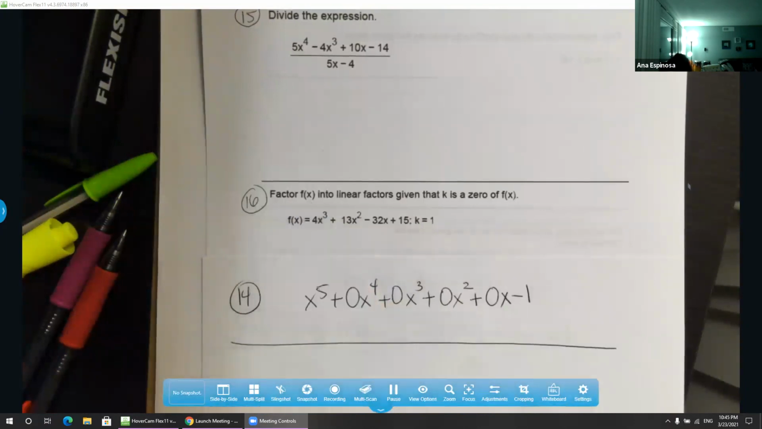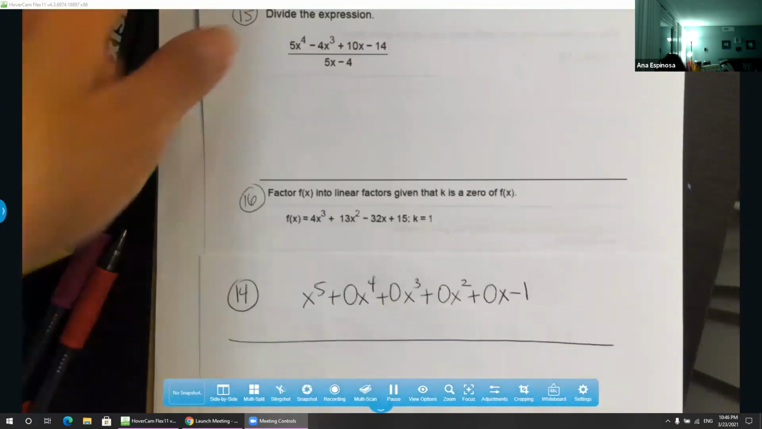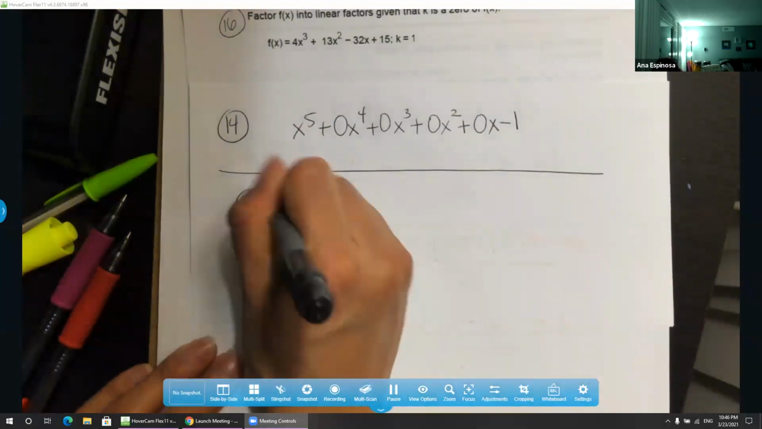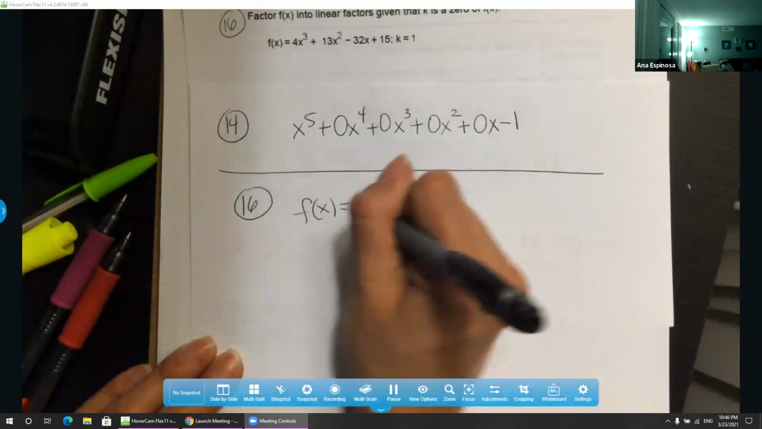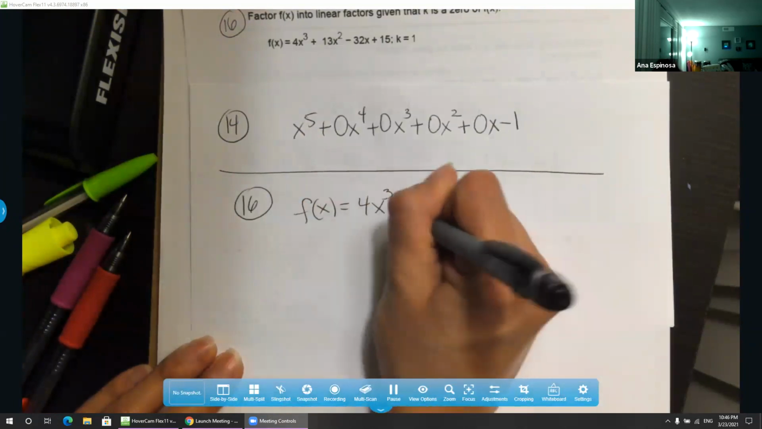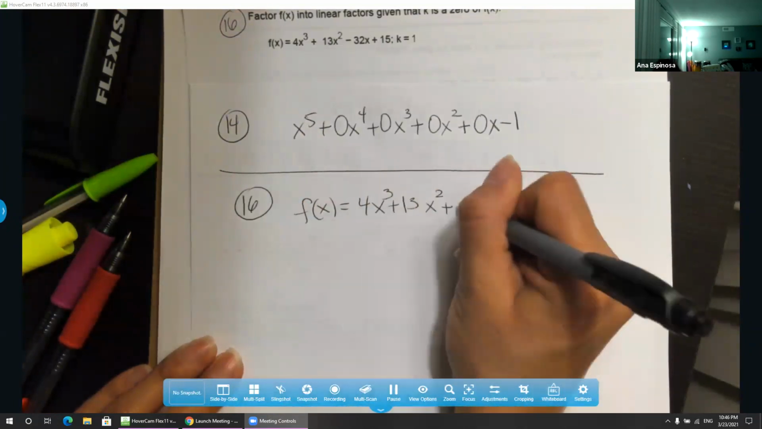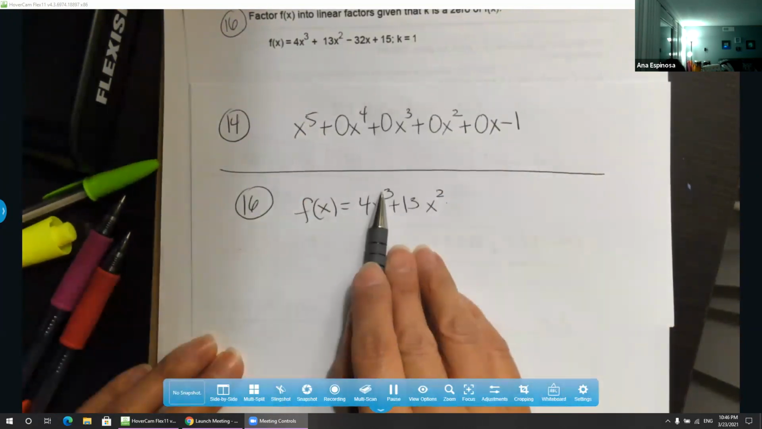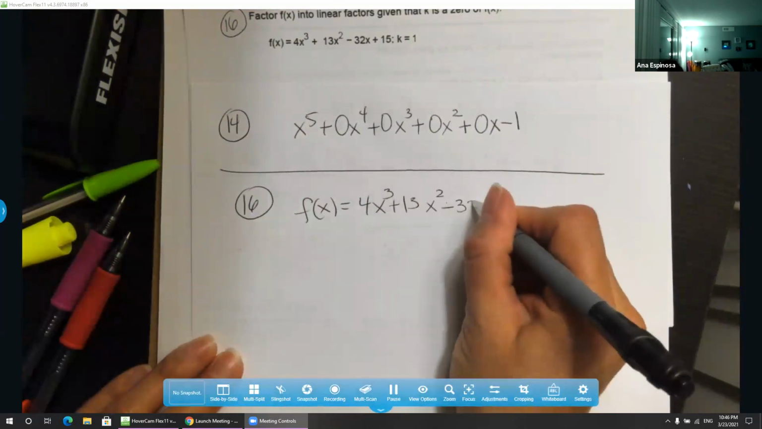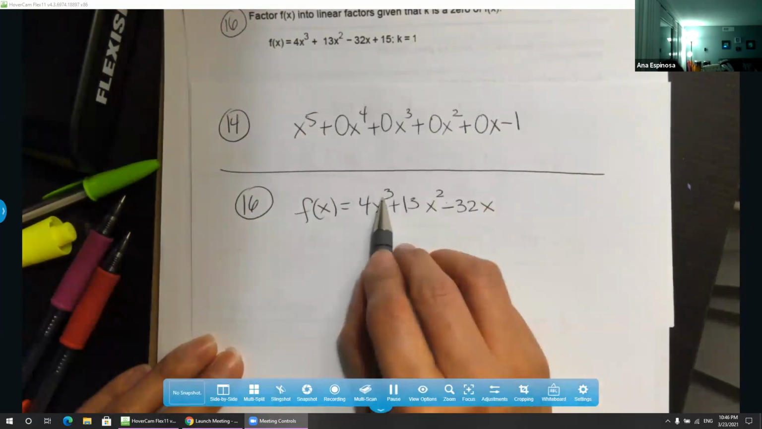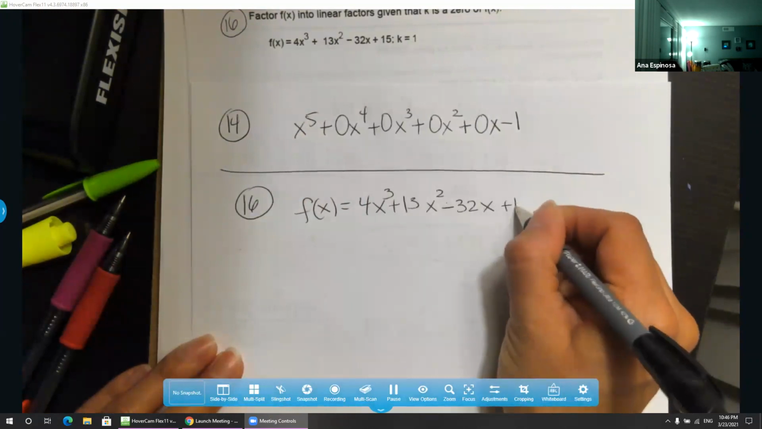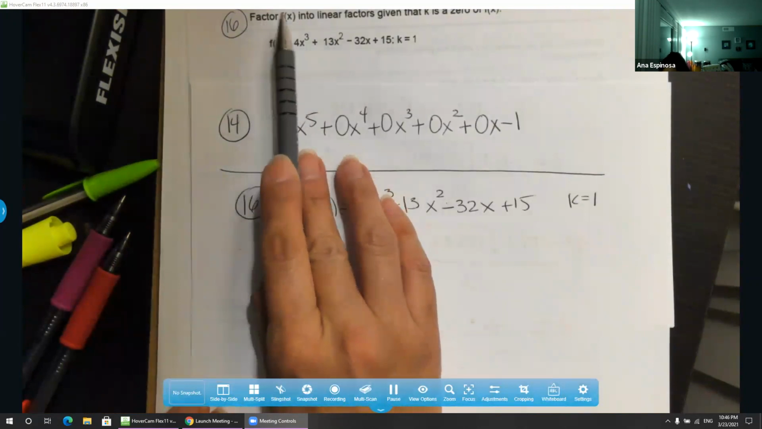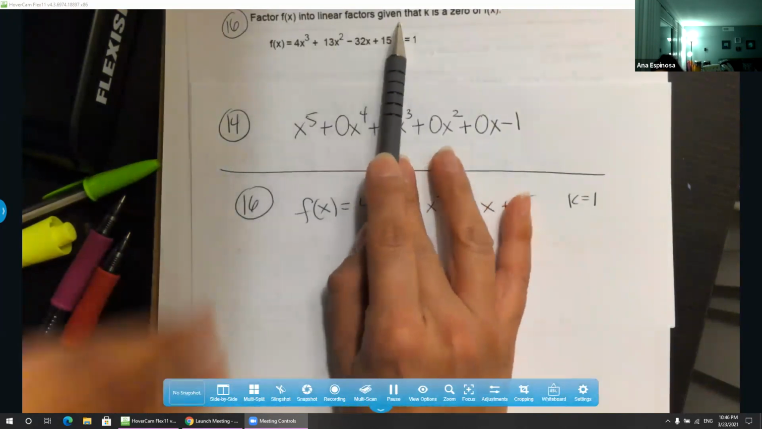This one says factor f of x into linear factors. Okay, so we're going to practice these with synthetic division again, but I just want to show you what they mean. I have a polynomial. It's in decreasing order. I'm not missing any powers: 4, 3, 2, 1. The constant k is 1. Okay, so factor f of x into linear factors given that k is a 0.